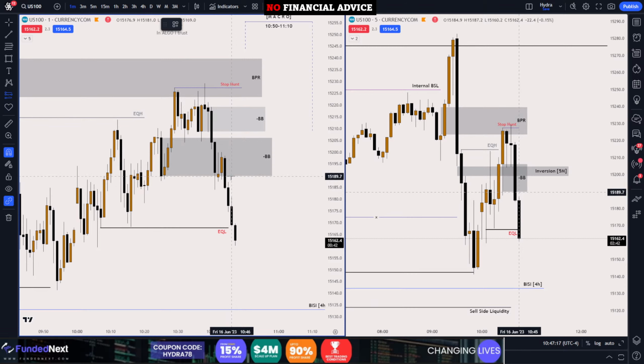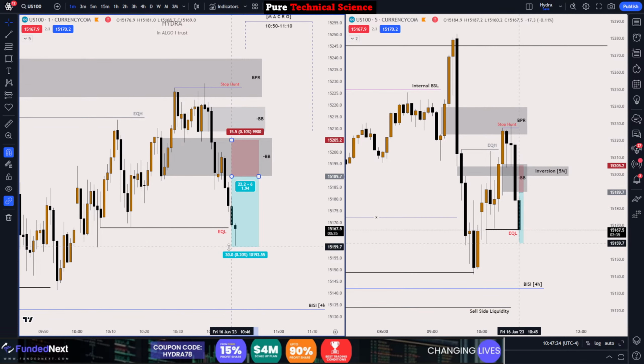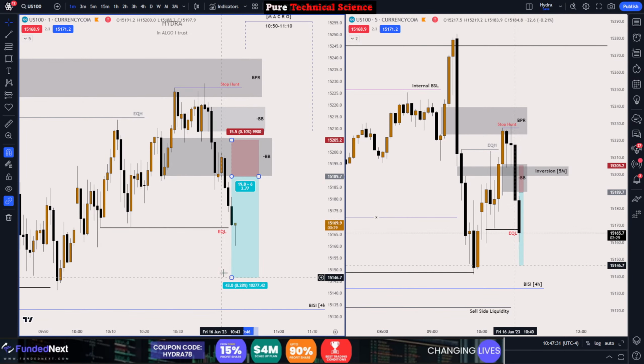So the whole trade idea was something like this, right? And a target of like 2R. I would have taken a partial here below this low and eventually let this trade run for like 3R or something.